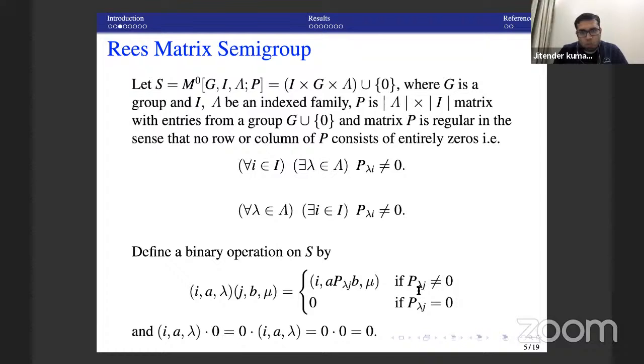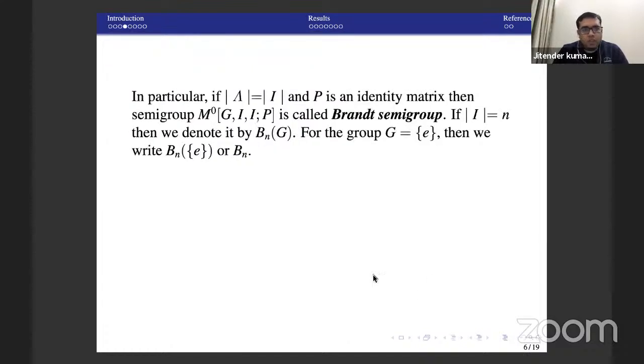And if I take G to be the trivial group, let me explain first. If I take Lambda and I to be the same, and P is an identity matrix, then again in semigroup theory this gives an interesting class. Basically, this is a completely zero simple inverse semigroup if my P becomes an identity matrix. And this semigroup we call a Brandt semigroup.